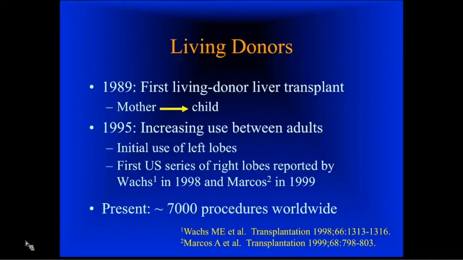So the first United States series of right lobes were reported in 1998 and 1999. And currently about 7,000 of these live donor liver transplants have been performed worldwide. You probably notice with the references, a lot of them are from the 90s, because a lot of research was done in this period. And research is still being done, but has slowed down considerably compared to what was being done between the early 90s until 2001.